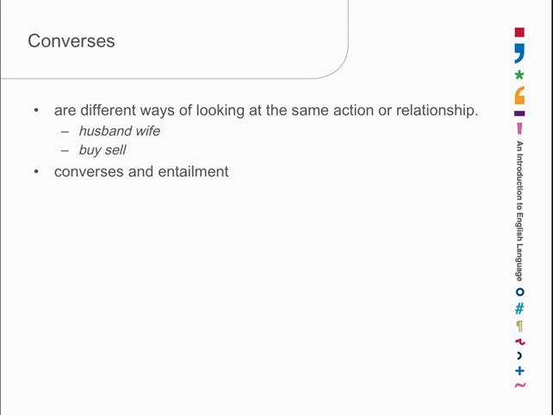What happens with entailment and converses? Well, if X sold something to Y, then Y bought it from X. So there are entailments there. If X is the husband of Y in the family or the relationship, then Y is the wife of X.